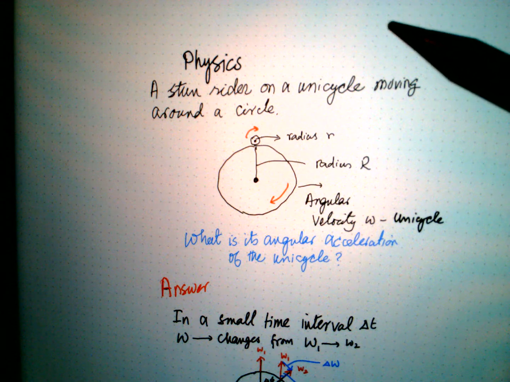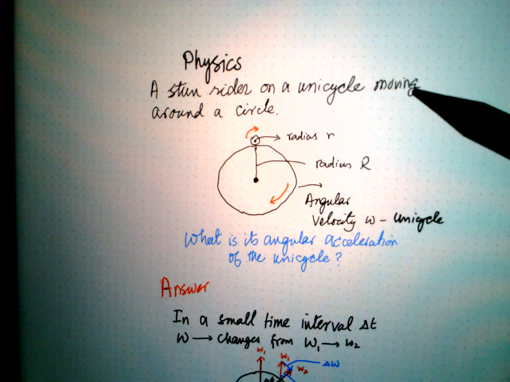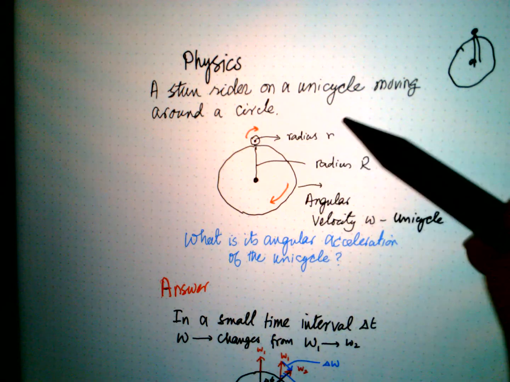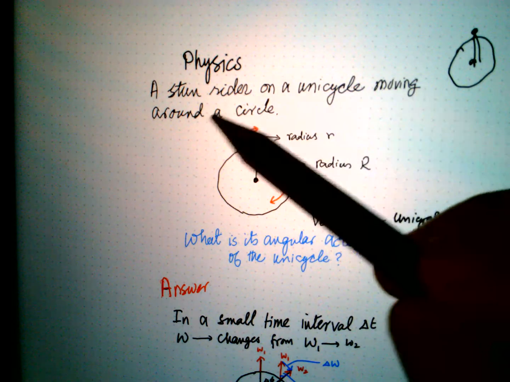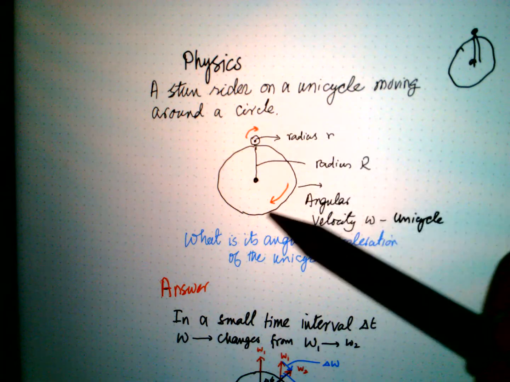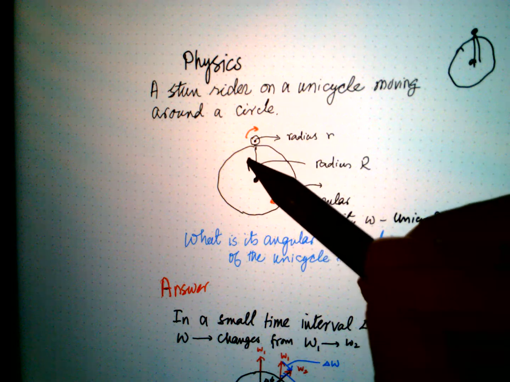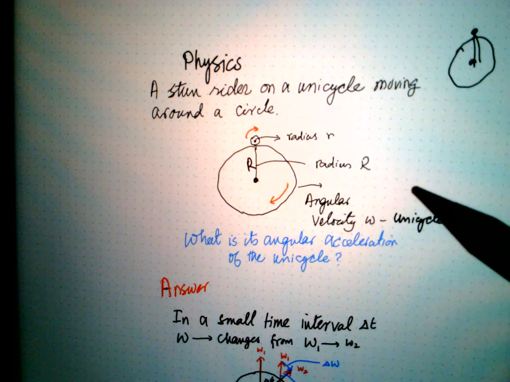Hello, physics. The problem is a stunt rider on a unicycle, just a bicycle of one wheel. So this is a person riding on it, moving around a circular path. This is a circle of radius R, and this is a cyclist's wheel of radius small r.